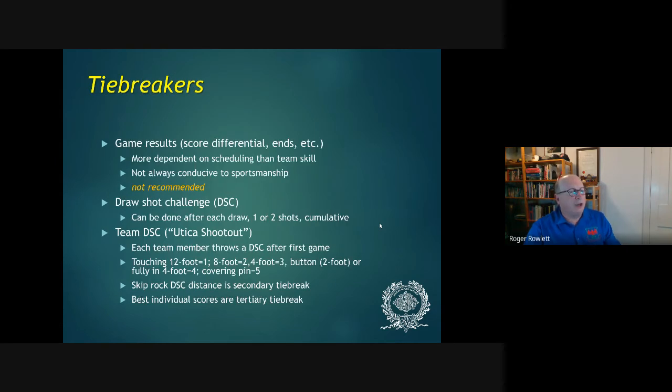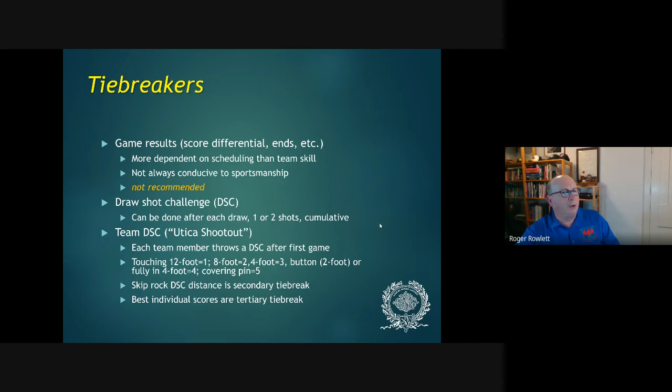So let's talk about tiebreakers, just as a little segue. This would apply to either round robin events or to the Schenkel Swiss system, because you need a way to decide who's going to qualify for playoffs, and in the case of the Schenkel, who's going to play whom in the next round. There are a number of different ways you can do tiebreakers, and I'm going to recommend a couple. One traditional way is to use the score differential or the number of ends scored, or something along those lines.